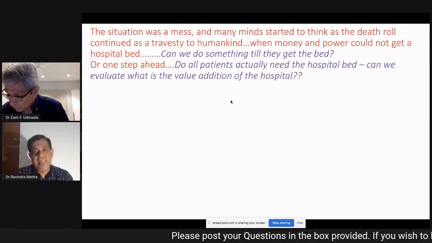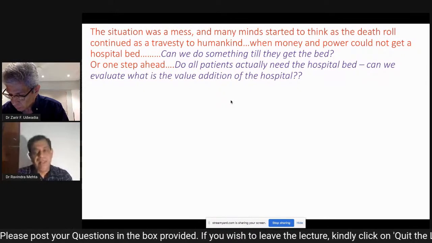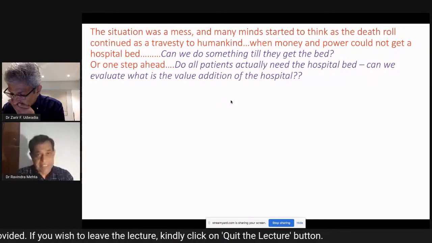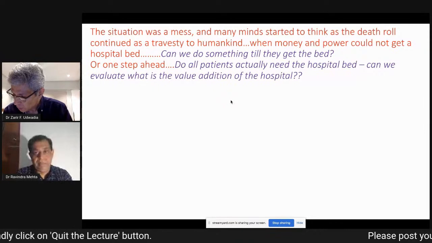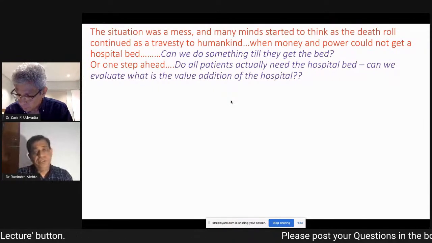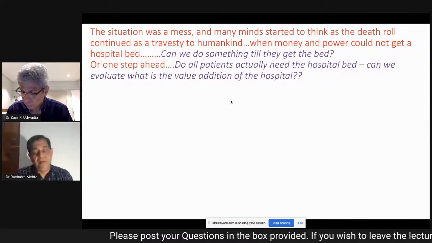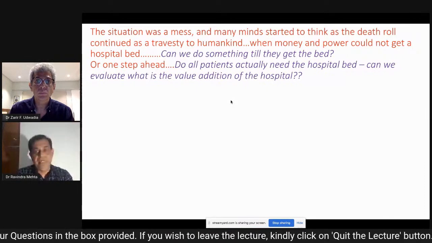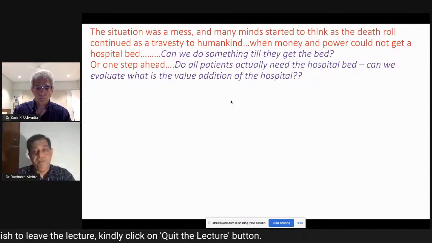Is there any point that they run from hospital to hospital, emergency room to emergency room, and they go from saturations of, say, 85 to 70 to 60? And even if you get them into a hospital, with all that you do for them, they ultimately die. So then the big question came on, which has been partly addressed, actually overwhelmingly addressed by my last two speakers: do all patients actually need the hospital bed? Can we evaluate what is the value addition of the hospital?